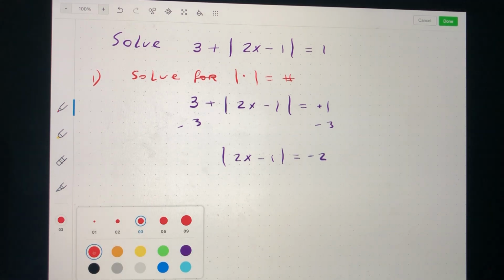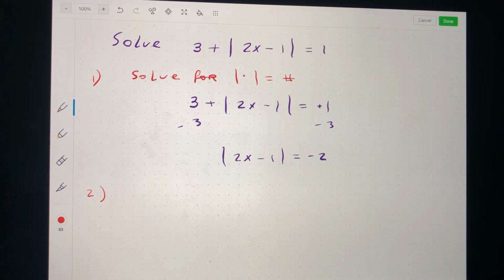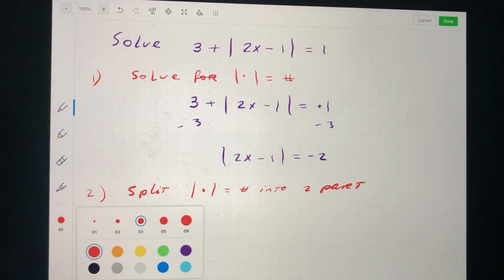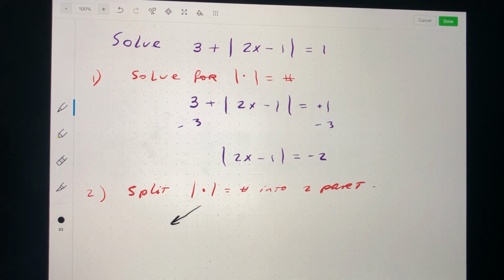At this point we are done with the first step, and the second step is to split our absolute value into 2 parts. The first part is with the same sign on the right, and the second half is with opposite. So the first half is exactly the same as what we see. The other side is with the opposite sign on the right. So instead of negative 2, we'll have plus 2.